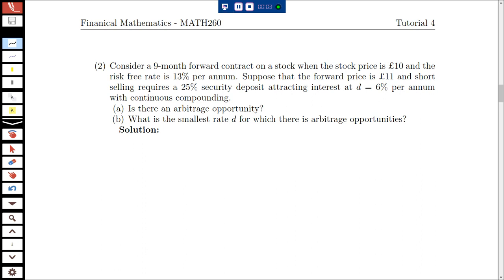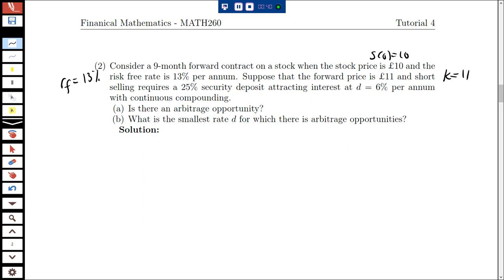Okay, let's take a look at question 2 on tutorial 4. Consider a 9-month forward contract on a stock with price 10 quid. So we have S0 is 10 quid. The risk-free rate is 13%. Suppose that the forward price is 11 quid and the short selling requires a 25% security deposit, attracting some interest, 6%. So the price of the forward is 11 quid.